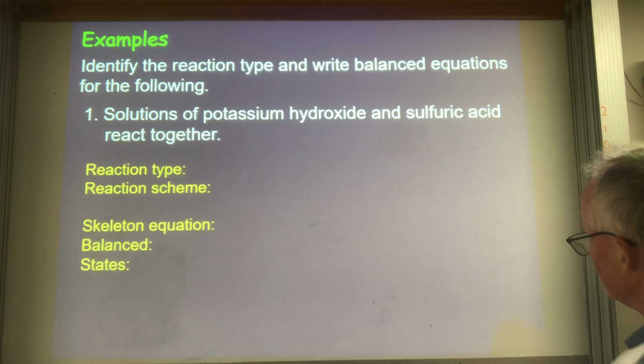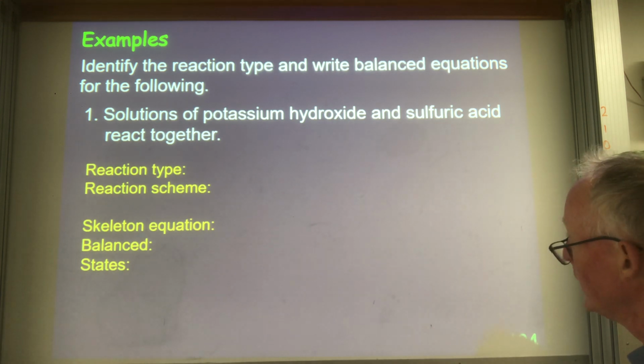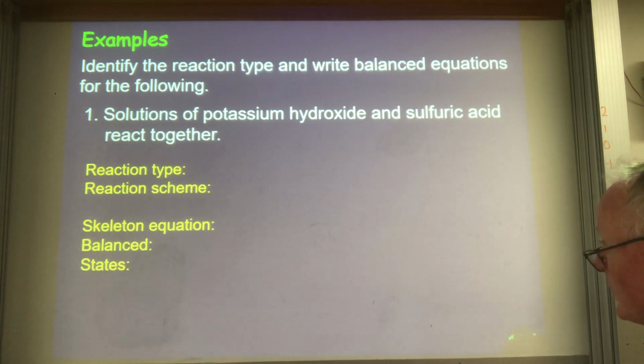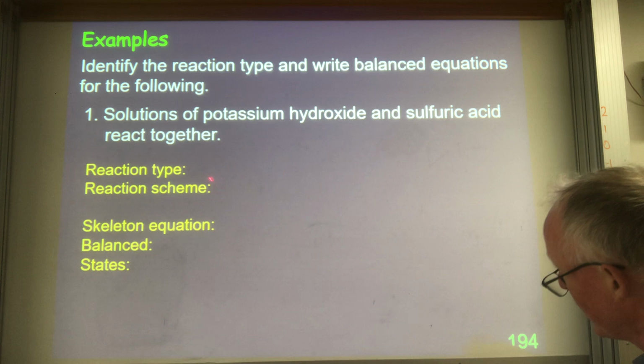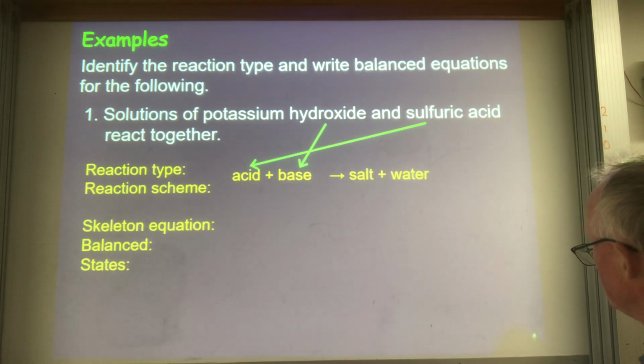Okay, so writing these equations. What's happening? We're reacting potassium hydroxide with sulfuric acid. Well, first thing we need to do is see that potassium hydroxide is your classic hydroxide base, sulfuric acid is an acid. So what have you got? You've got acid plus base. And we know that reaction scheme: acid plus base gives salt plus water.